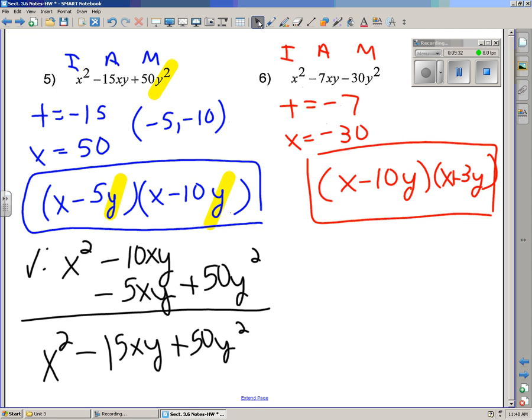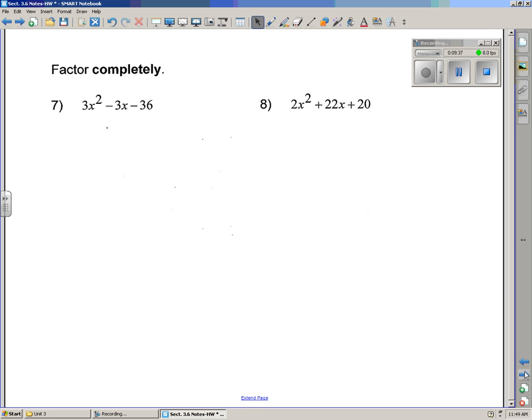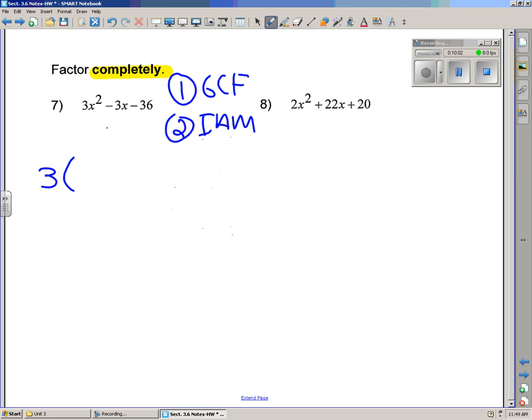So if we combine now these I AMs with GCF, that's what you're going to see here. It's called factor completely. Completely basically means you're going to have to look for all the possible ways to factor, which means you're going to start factoring by GCF. And then you're going to factor by I AM. It's a two-step process. So if you look at number 7, the GCF up here is going to be a 3. When you factor by GCF, the 3 comes outside of an open parenthesis. What's left in here is x squared minus x minus 12. And then you need to I AM what's inside here.